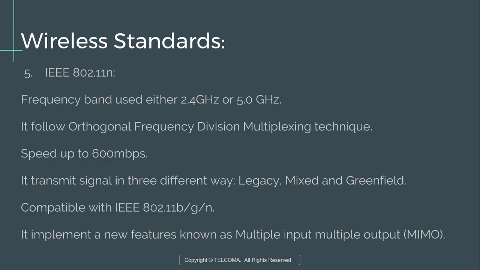So these are the compatibilities of the standard, and it implements a new feature, that is multiple input and multiple output, that is MIMO. This is an antenna technology in which multiple antennas are installed at the source and the destination side. The MIMO technology is used to minimize errors and increase the data speed. So this is the new feature which is added in this version.